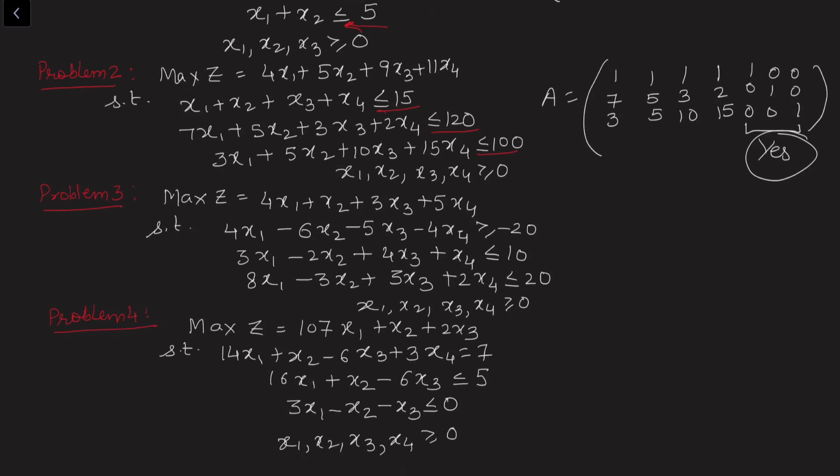In the third problem, we always want to start from an initial BFS, and before that we also want to ensure that the LPP is in standard form. So in this case, multiply this constraint by -1. Before we look at everything, multiply the first constraint by -1. When we multiply by -1, the greater than symbol automatically turns into less than, and then the coefficient matrix will become, for the first constraint, -4, 3, 8, while the second and third constraints remain as they are.